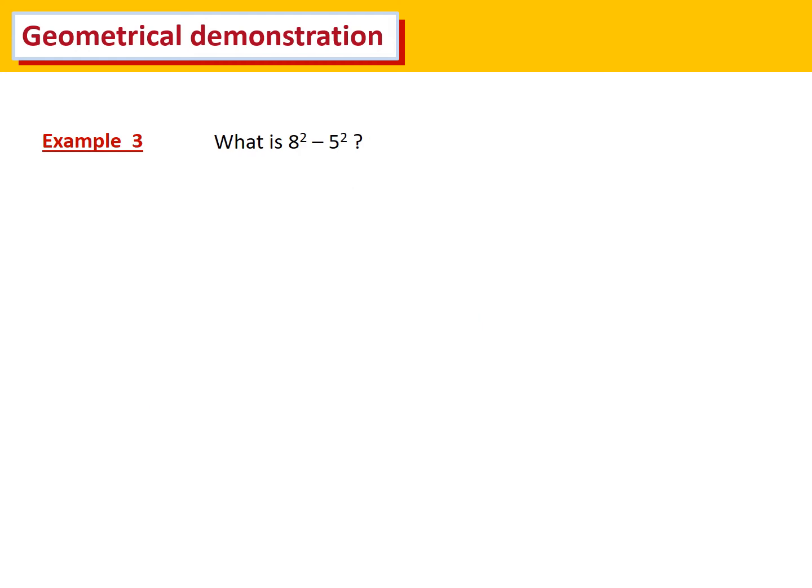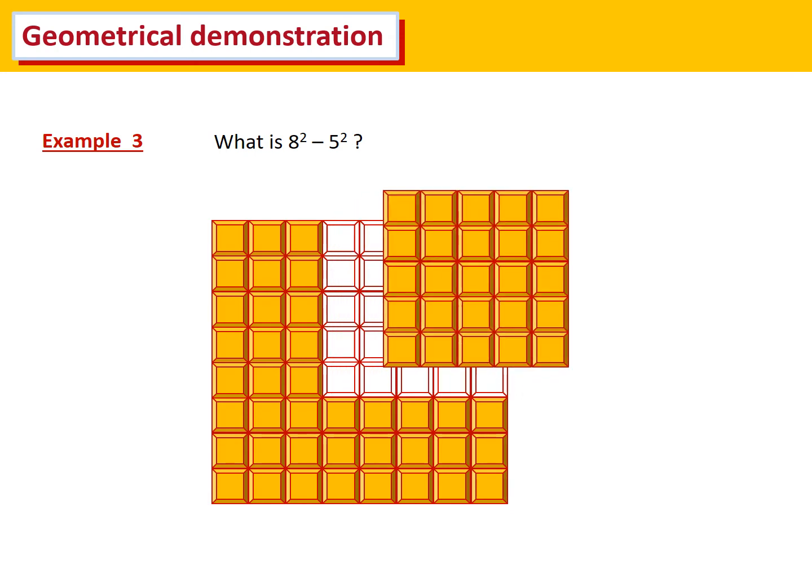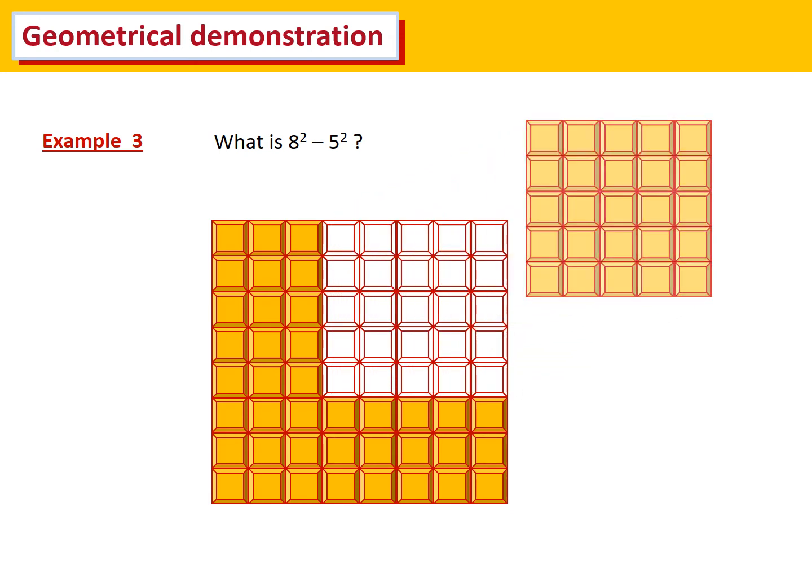Here's example 3, and it might be coming clearer to you what we're going to do. We start off with a block of 8 squared, 64 little squares. And from that, we're going to take 5 squared, 25 little squares. So that's a block of 5 by 5 taken away. So the number of gold squares left that you can see in that L shape is 8 squared minus 5 squared.